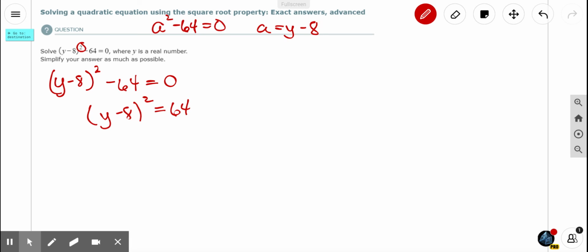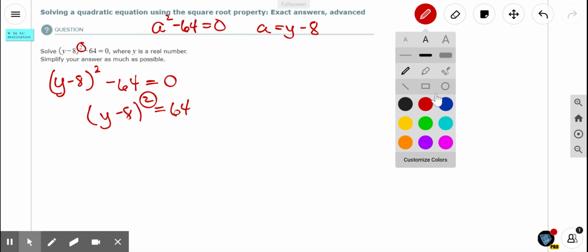Now, notice 64 is a perfect square. 8 times 8 is 64, right? Okay, this is a square. So what's really cool is we can take the square root of this binomial. Okay, this is a nice little place to be. In fact, this is where we're heading with completing the square, by the way.